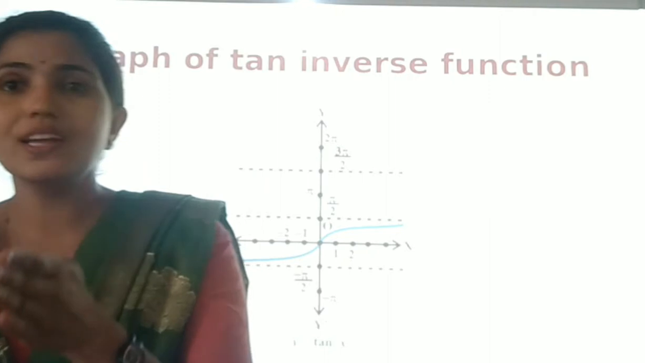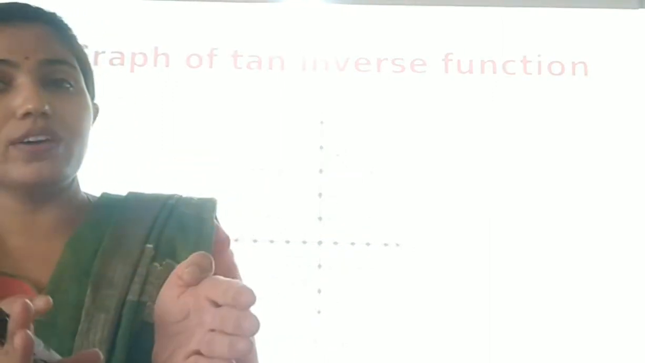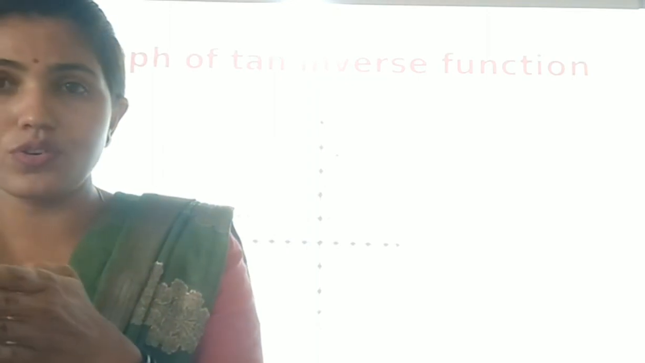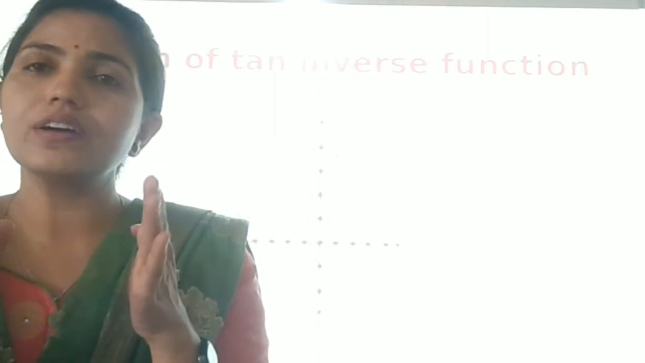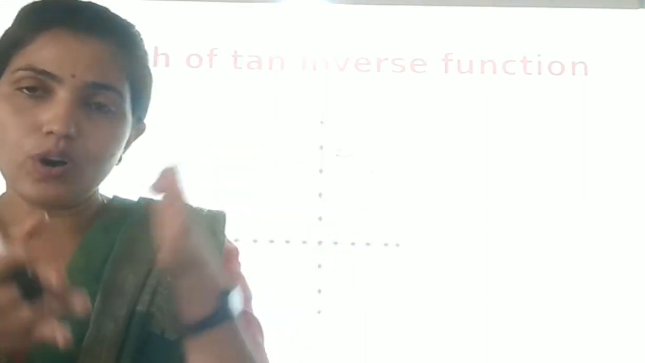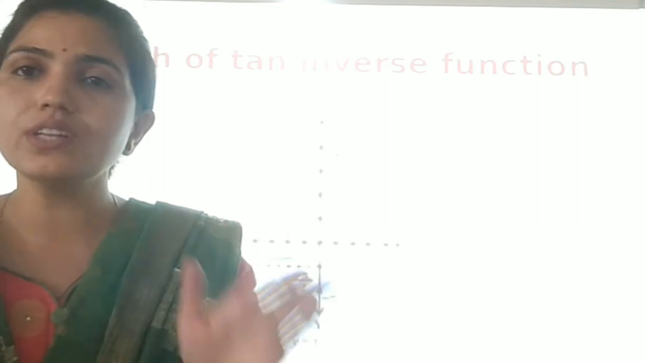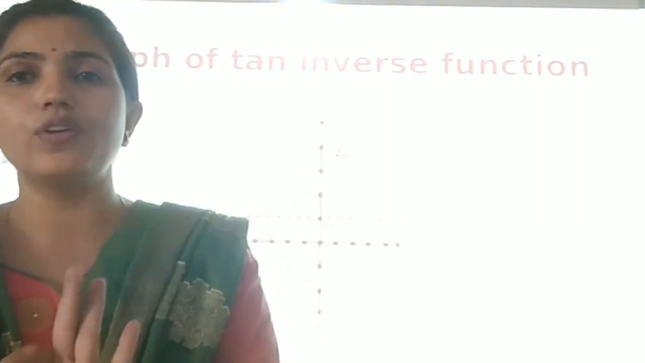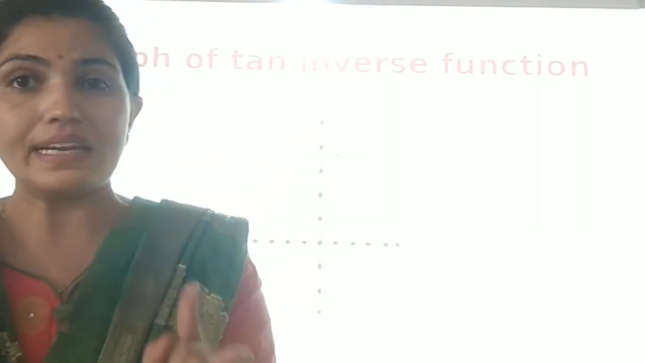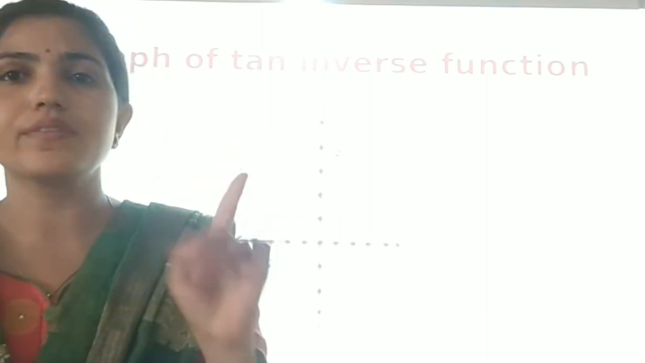So for the uniqueness of the values, we have to take the principal value branch that we have seen in the 11th class also. For uniformity it is defined like this, and worldwide this is acceptable as the principal value branch. So if they ask us to find the value of tan inverse of 1, but the interval is not defined, in that case the answer will be pi by 4.